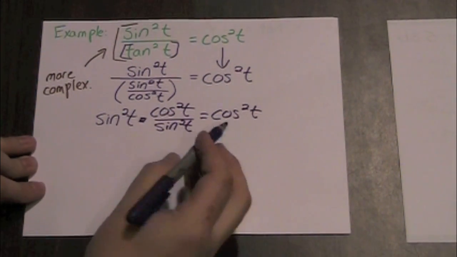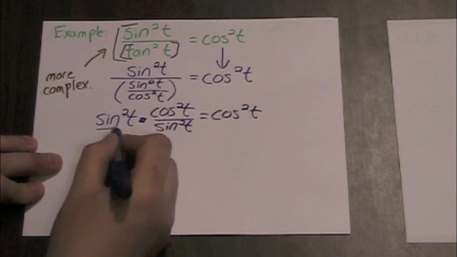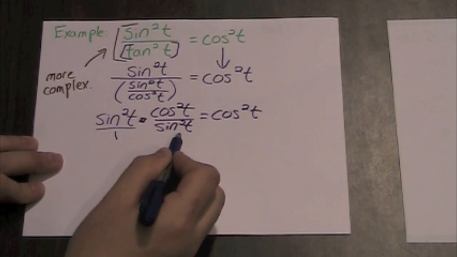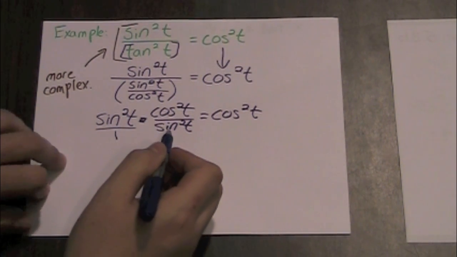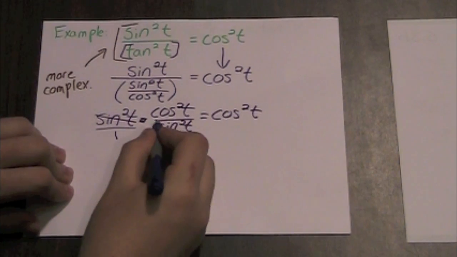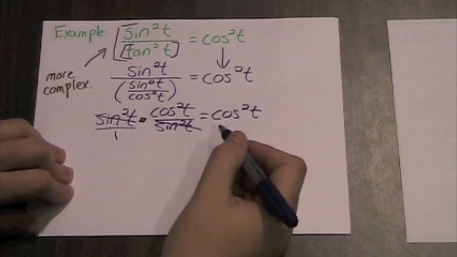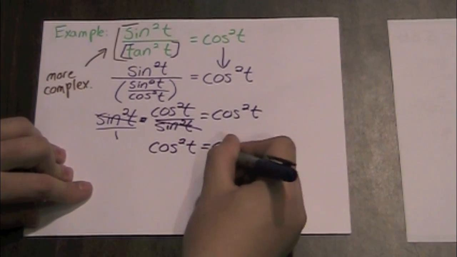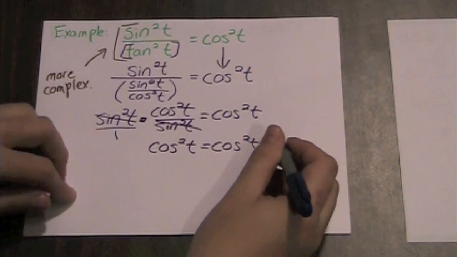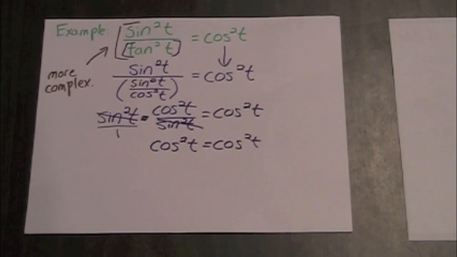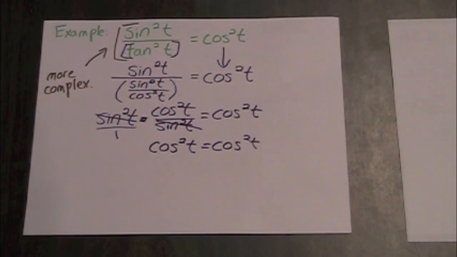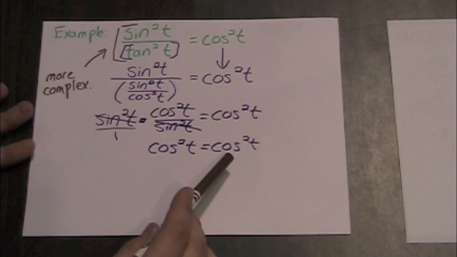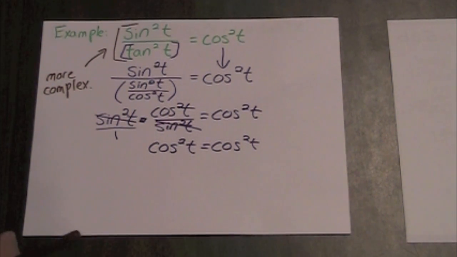When I multiply these guys out, I can pretty quickly see that my sine squared t on the numerator of the first fraction and my sine squared t on the denominator of my second fraction are going to cancel to 1, which leaves me with 1 times cosine squared t, or cosine squared t equals cosine squared t. What we've done is taken the left side of the equation, made it look just like the right side of the equation, which allows us to verify the identity.